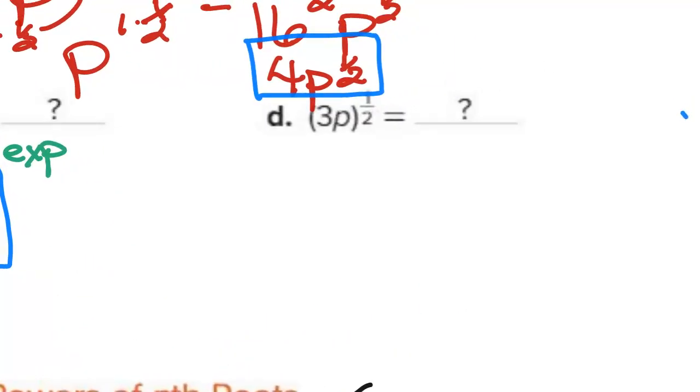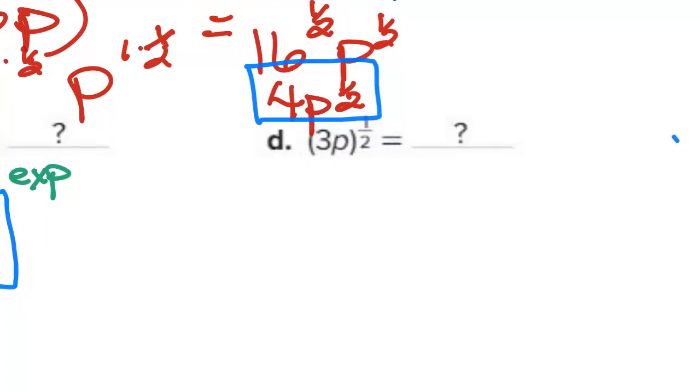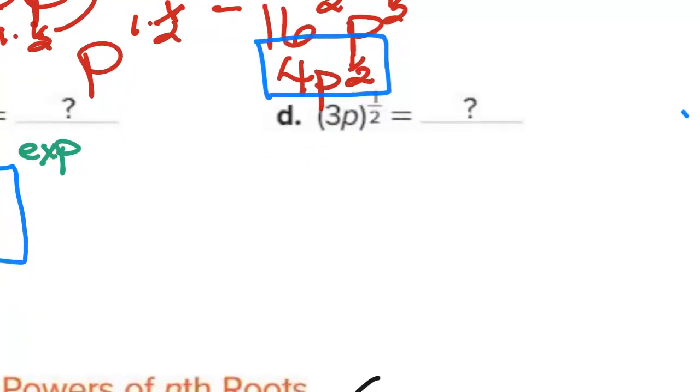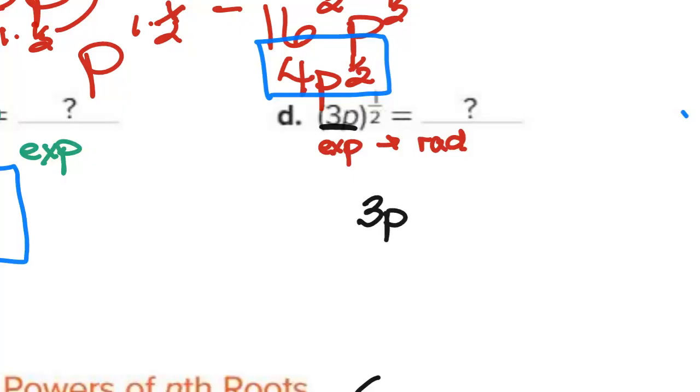All right, let's do the last one. Last one says 3p both to the 1/2 power. So I need to change that. Well, first of all, what form is that? Exponential or radical? Exponential. You have an exponent, right? So this is exponential. We need to change it to a radical. So take your base, 3p, rewrite the base. You know you're going to need a radical.